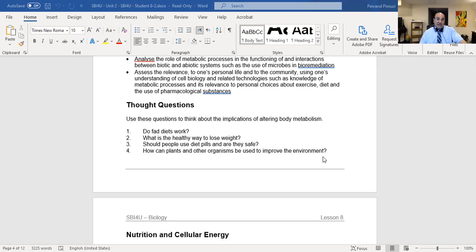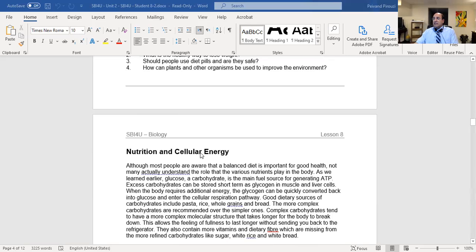So now you understand that if we are taking any medication that's going to kill or affect our microorganisms that are not us, but they're living in symbiosis with us, we are going to be exposed to experiencing some health issues as well. Now, let's go over the nutrition and cellular energy.